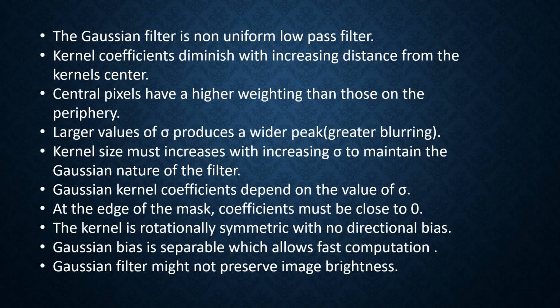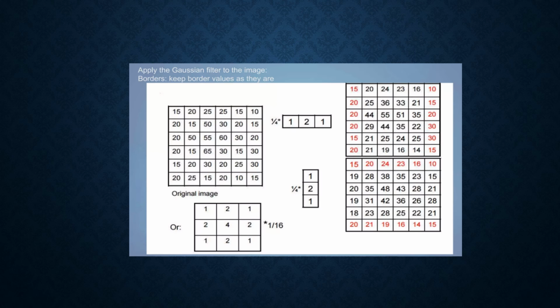Gaussian kernel coefficients depend on the value of sigma. At the edge of the mask, the coefficient must be close to zero. The kernel is rotationally symmetric with no directional bias. The Gaussian is separable, which allows fast computation, and also the Gaussian filter might not preserve image brightness. Here we apply the Gaussian filter to the input image with the given 3 by 3 Gaussian matrix, and we can get the output pixel value for each pixel.